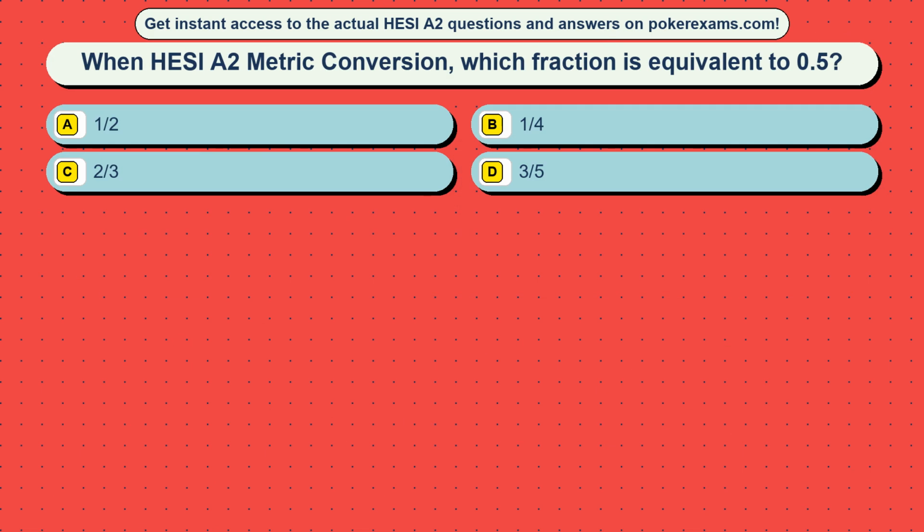Question 49. When HESI A2 metric conversion, which fraction is equivalent to 0.5? Option A, one half. Option B, a quarter. Option C, 2/3. Option D, 3/5.